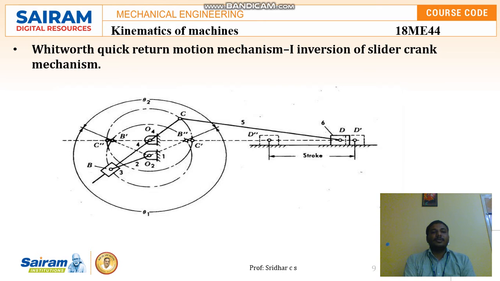Now we are going to talk about the Whitworth quick return motion mechanism. In a quick return motion mechanism, both the forward stroke and the backward stroke, or the cutting stroke and the return stroke, have the same speed; the speed will not vary. That is what we call the stroke length.